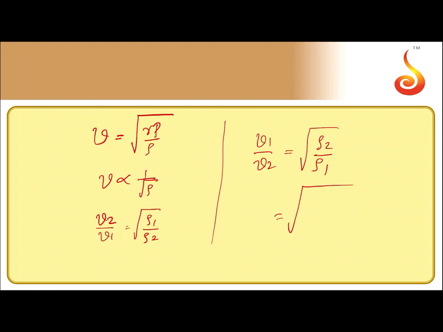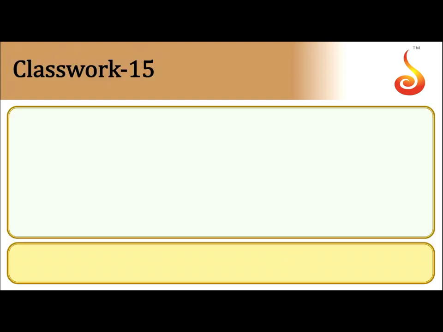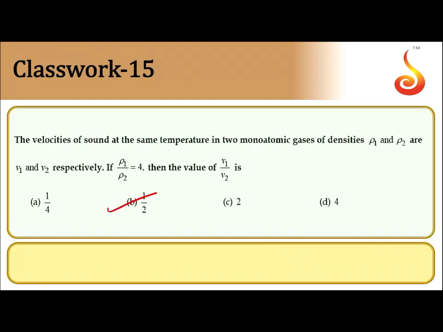And he says rho2 divided by rho1 is 1 by 4. The root of this is 1 by 2. So V1 divided by V2 is 1 divided by 2. Remember, it is V1 divided by V2, not V2 divided by V1.